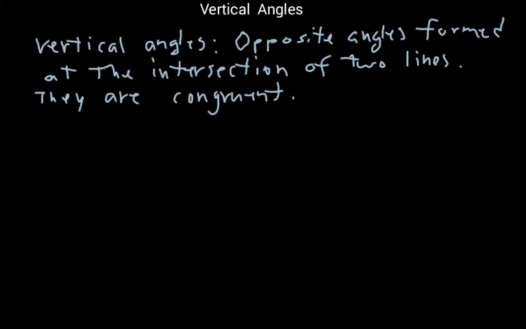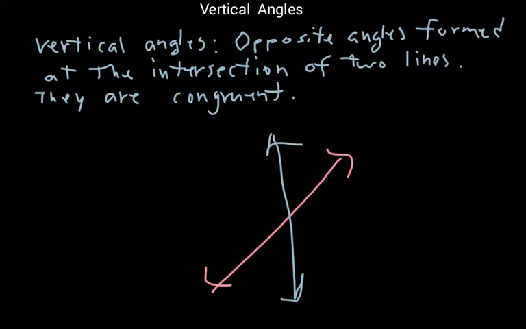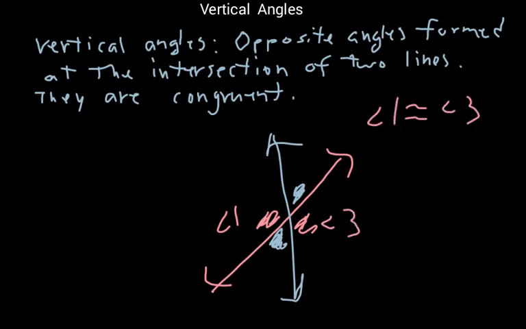Vertical angles are sometimes called opposite angles. Easy to see because in the definition they are defined as opposite angles formed at the intersection of two lines, and they are congruent. So if I have one line here and then another line that intersects it, the opposite angles would be this angle and this angle, and also this angle and this angle. So if I call this angle 1 and this angle 3, angle 1 is congruent to angle 3, and if this is angle 4, angle 2 is congruent to angle 4.